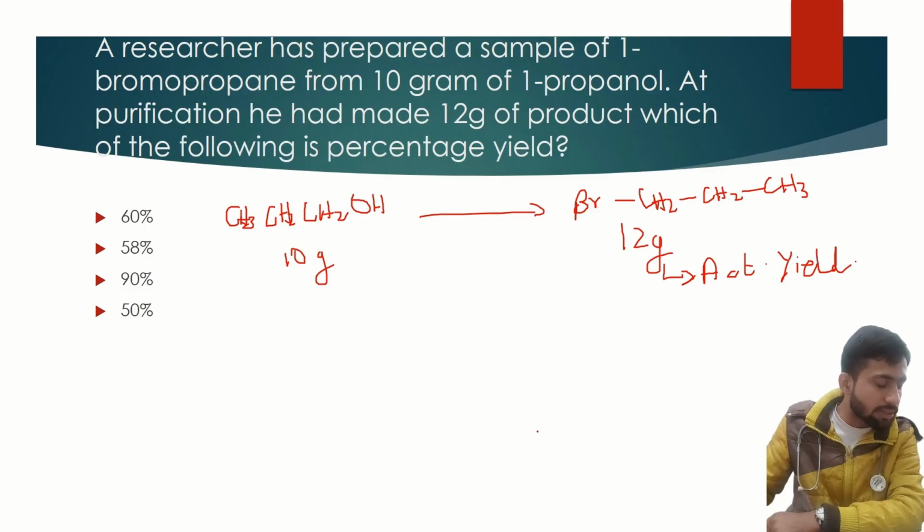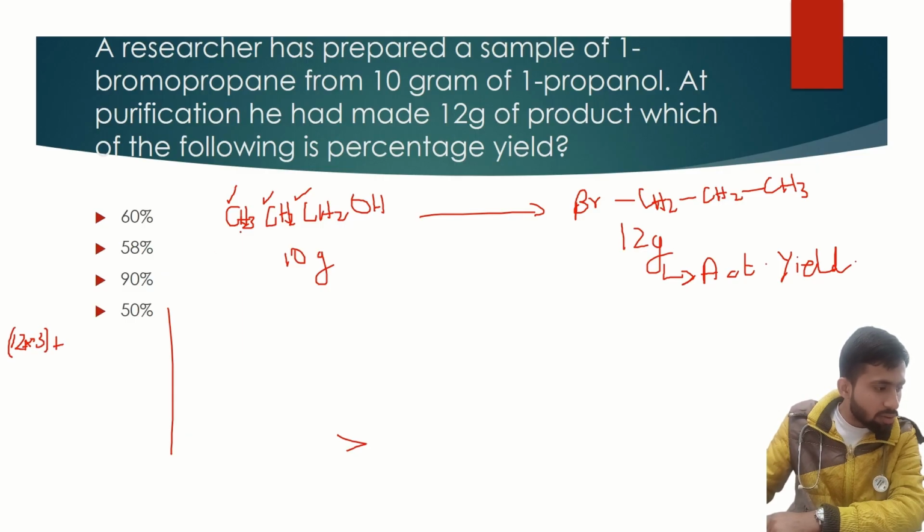What's the molar mass of 1-propanol? Let's write it down over here. Carbon 12 plus 3. Okay, let's count the carbon: 1, 2, 3. 3 carbons, 12 multiplied by 3.